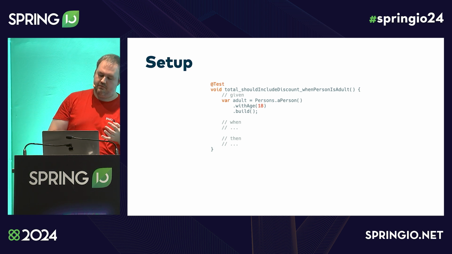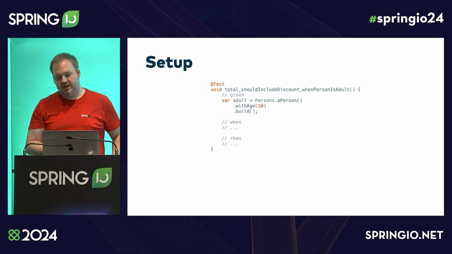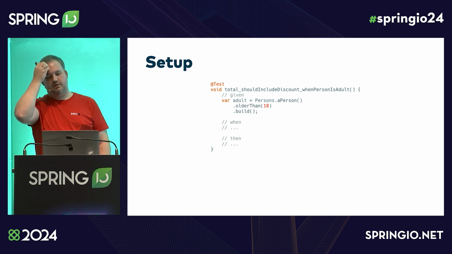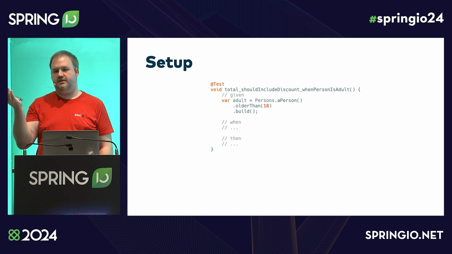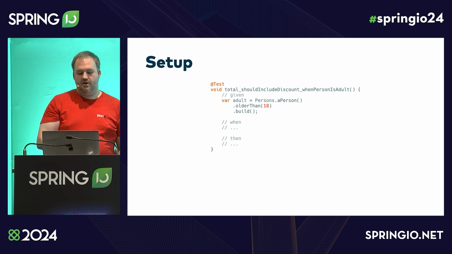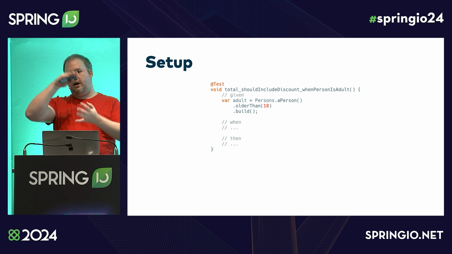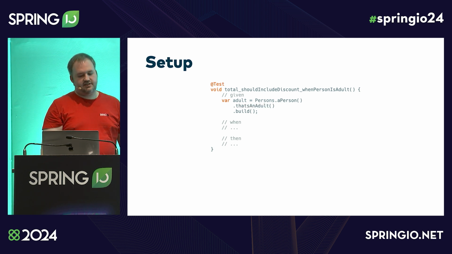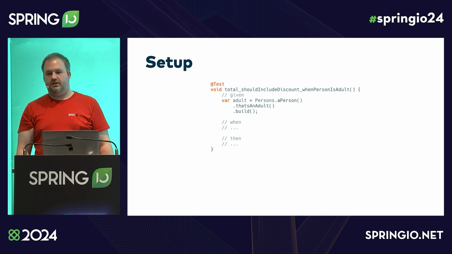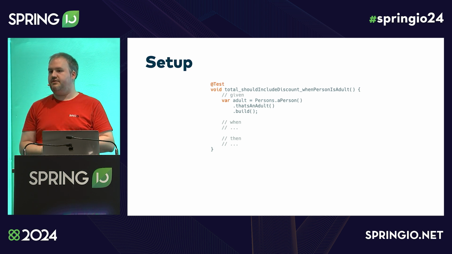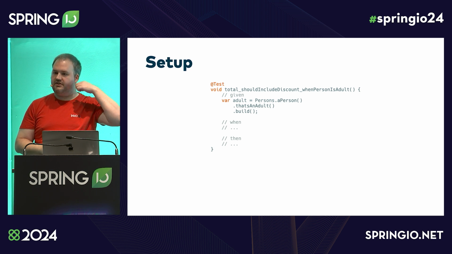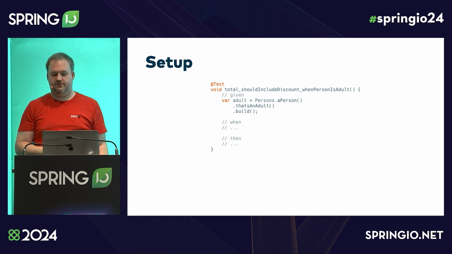And maybe we can add some randomness. So maybe it's enough to say we need a person that's older than 18. And I don't care if he's 18, 21 or whatever. Or maybe if you have more higher level tests, I just want to say a person that's an adult, because whether the person is an adult is checked somewhere else. So the test gets more and more expressive.